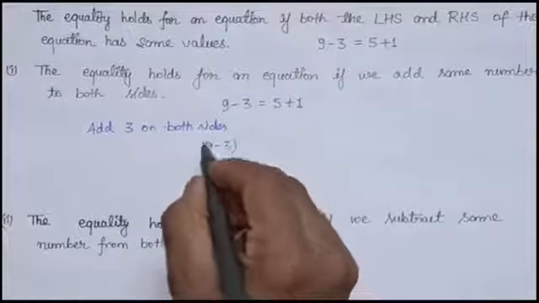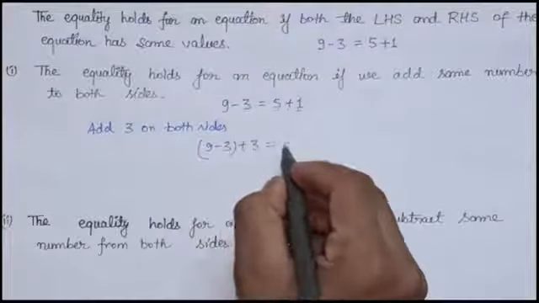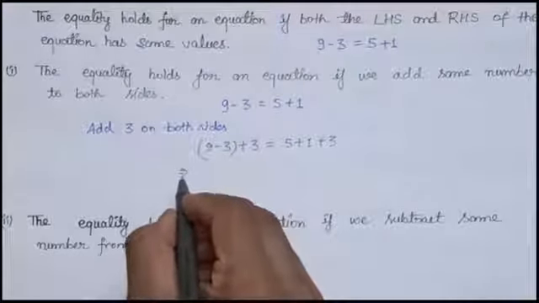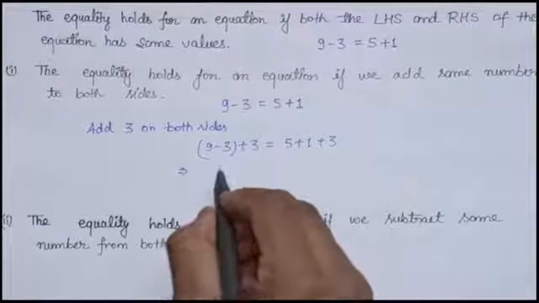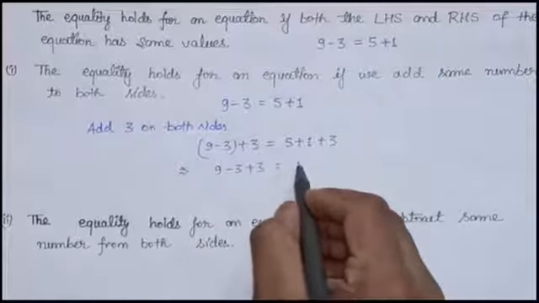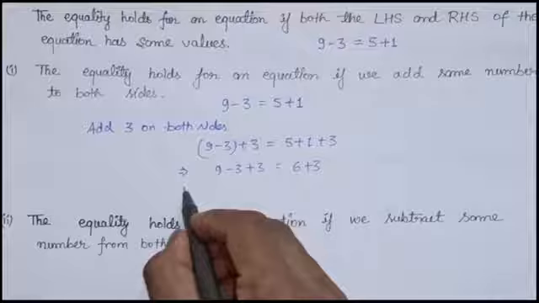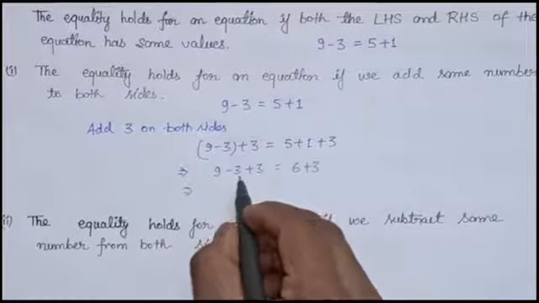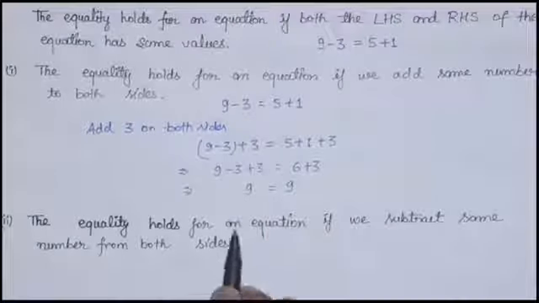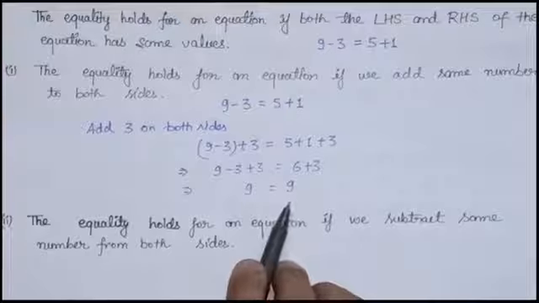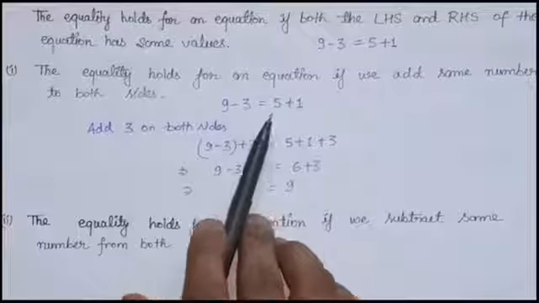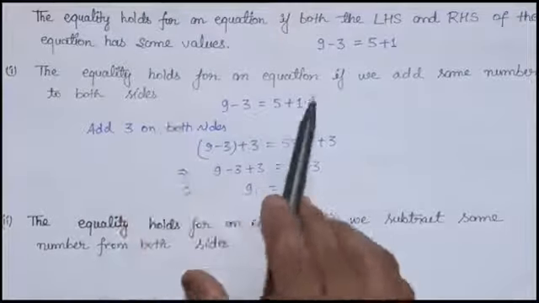9 minus 3 plus 3 is equal to 5 plus 1 plus 3. So it comes out to be 9 minus 3 plus 3 is equal to 5 plus 1, 6 plus 3. Here you can see that 9 minus 3 is 6 and 6 plus 3 is 9, and here also 6 plus 3 is 9. So the values of LHS and RHS are the same. It means when we add the same number to both sides of an equation, the equality holds for that equation.